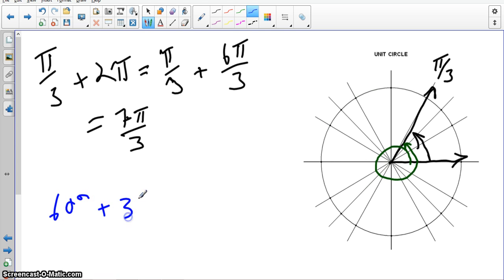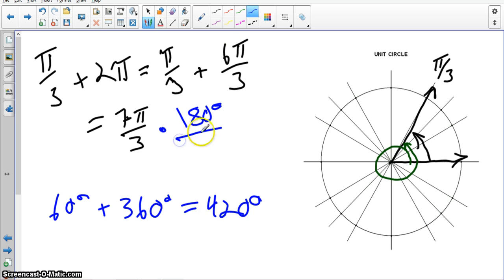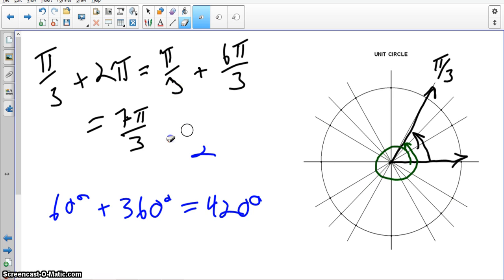Plus 360 degrees, because that's 2 pi, you get 420 degrees. If you convert this guy here, well, actually the way I would want you to do it, let me not talk about it this way. How I would want you to do it, how you would have to do it.